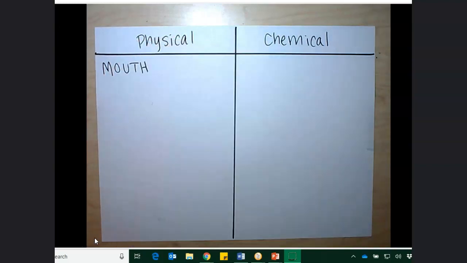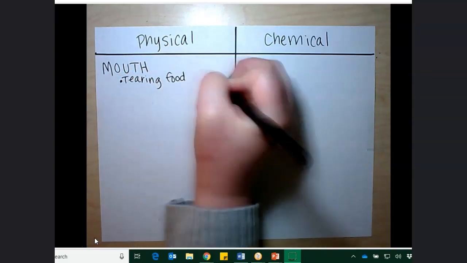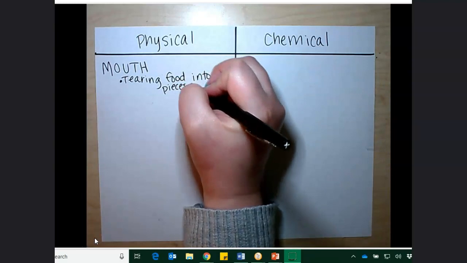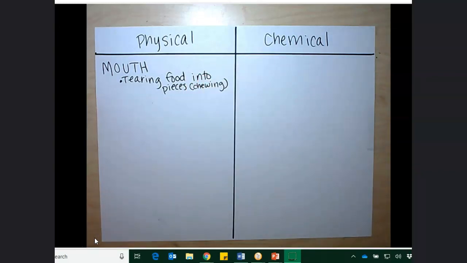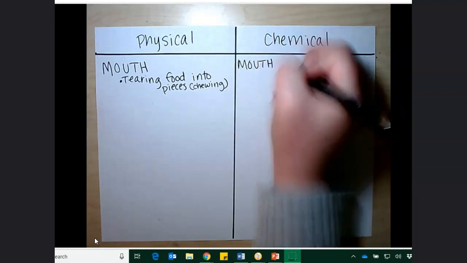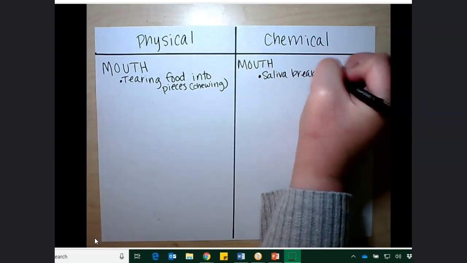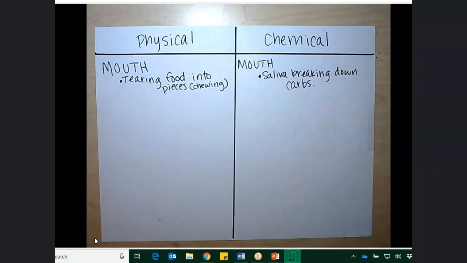Okay. So we're going to start with the physical side, and we're going to see what's happening inside your mouth. In your mouth, the physical change that's happening is that you're tearing your food into pieces. And this specifically is you chewing. Now, on the chemical side in your mouth, you have saliva that is breaking down carbohydrates. So already your body is starting to chemically change the food in your mouth. So physical, tearing food, chemical, breaking down carbs.